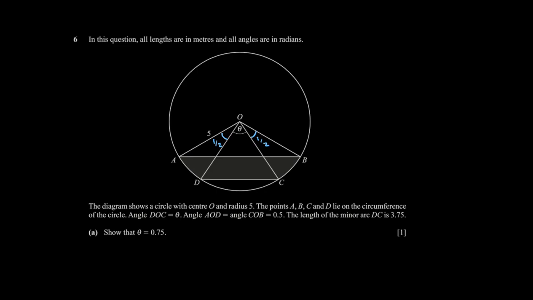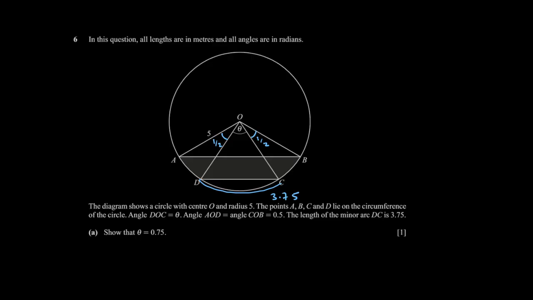The length of the minor arc DC is 3.75. So this arc here is 3.75. So we want to show that theta is equal to 0.75. Well, that should be fairly straightforward.